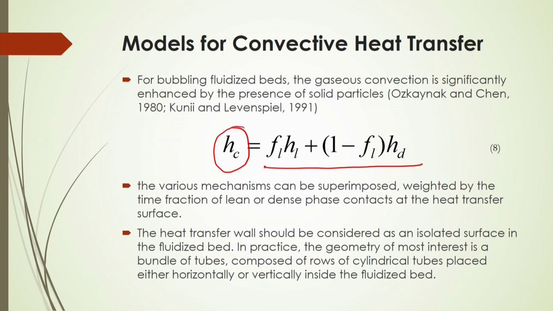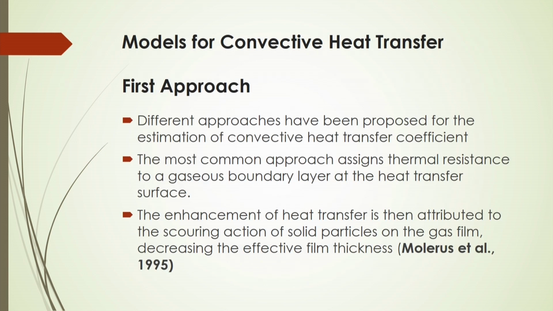Now, the heat transfer wall should be considered as an isolated surface in the fluidized bed. In this case, it is very common that the geometry of most interest is a bundle of tubes, composed of rows of cylindrical tubes that are placed either horizontally or vertically inside the fluidized bed for the heat transfer operation. Now, for the convective heat transfer coefficient, there are several approaches by which you can represent this convective heat transfer mechanism there.